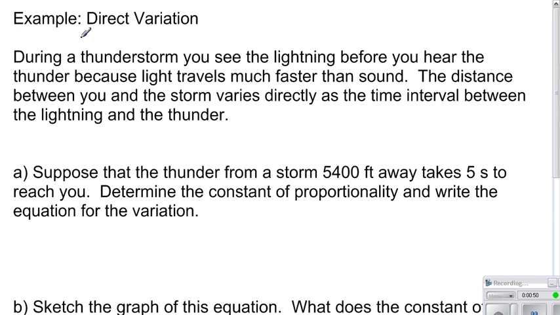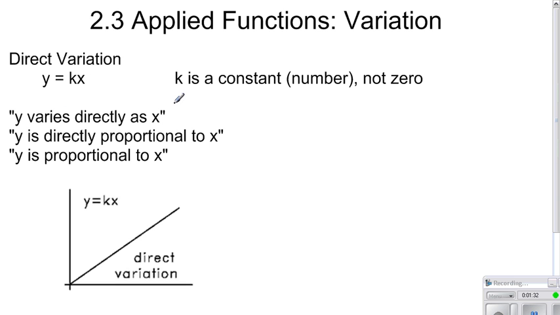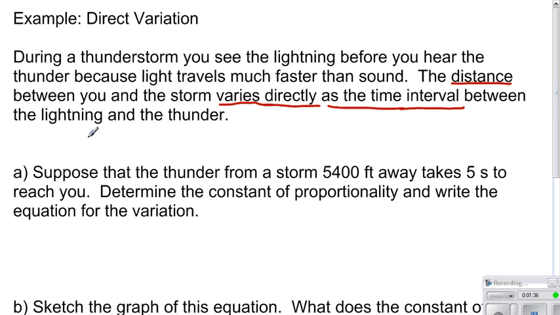Here's an example. During a thunderstorm, you see the lightning before you hear the thunder, because light travels much faster than sound. The distance between you and the storm varies directly as the time interval between the lightning and the thunder. So let's look for some key terms here. Varies directly, and it's distance that varies directly as the time interval between lightning and thunder. So distance varies directly as time. If we go back and look, it's y varies directly as x. So distance varies directly as time. We'll use t for time.